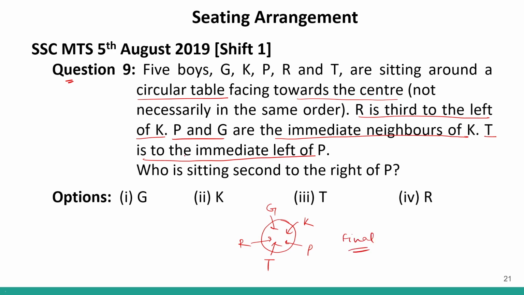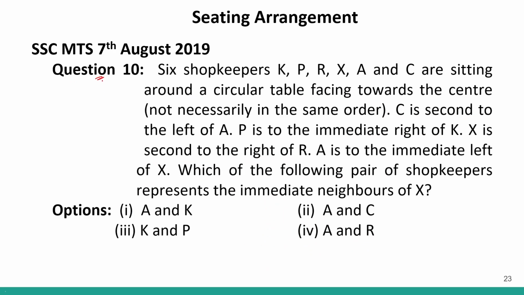Now in the question it asks who is sitting second to the right of P. P is over here. Second to the right will be 1, 2. Second to the right we will have G, which is option number 1. Therefore this will be my answer. Clear? Let us come to question number 10.